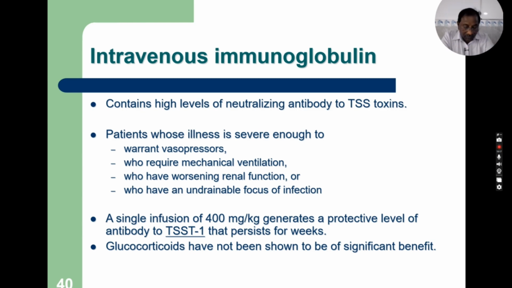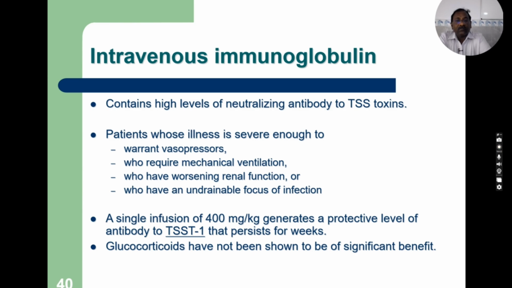Otherwise, with IV fluids, IV pressors, correction of electrolyte imbalances, and cephalosporins or penicillins, if the patient is getting relief, there is no need for immunoglobulins. So in spite of all these measures, if the patient is still hypotensive, still not responsive, and in oliguria, then you can use immunoglobulins. A single infusion of 400 mg per kg generates a protective level of antibodies to these toxic staphylococcal syndromes, one that persists for weeks.